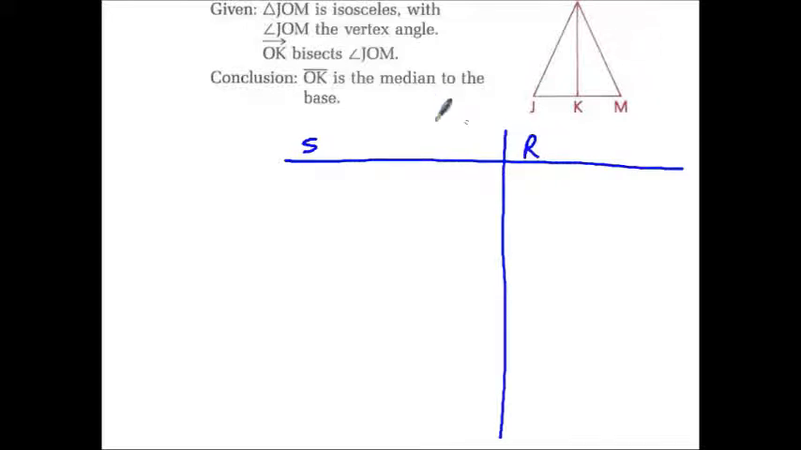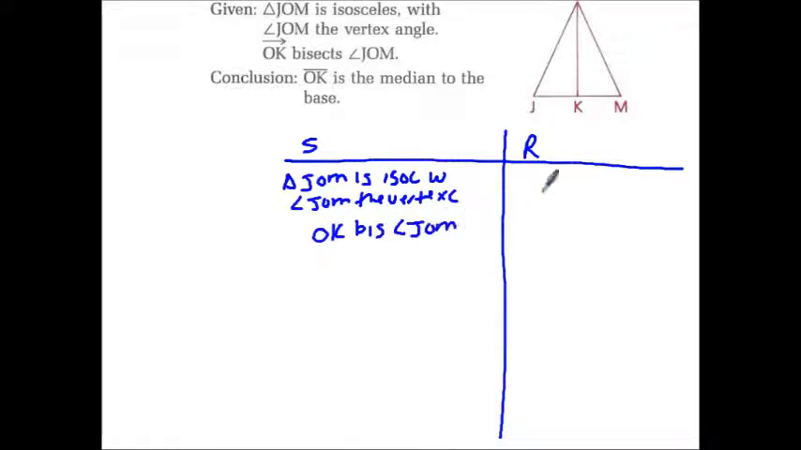Alright, so here's our next one. Again, let's copy down the picture, and let's put our givens into our statements and reasons. So here we go. We've got our statements, and we've got our reasons. So, we have triangle JOM is isosceles with angle JOM the vertex angle, and OK bisects angle JOM. Those are all given.